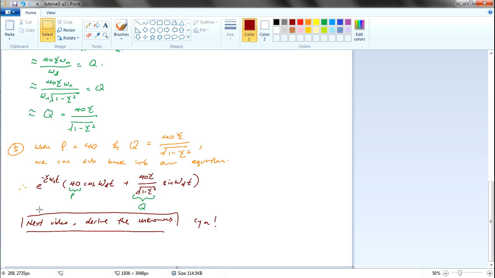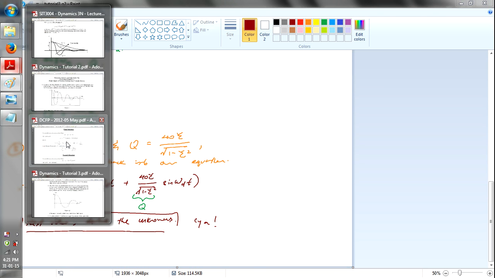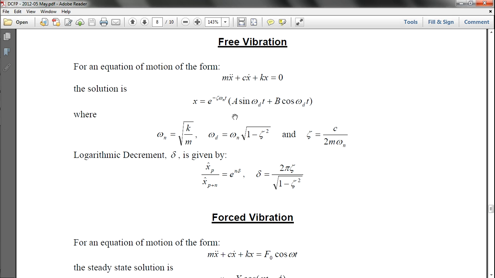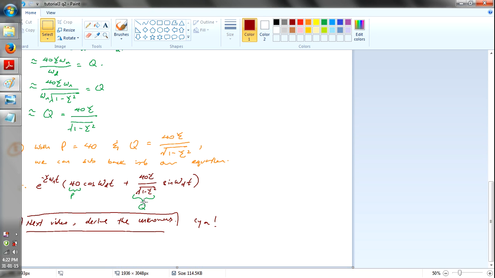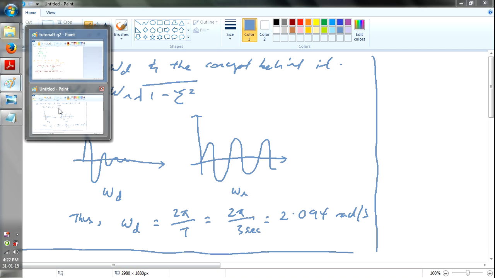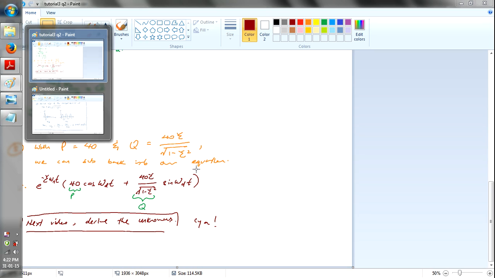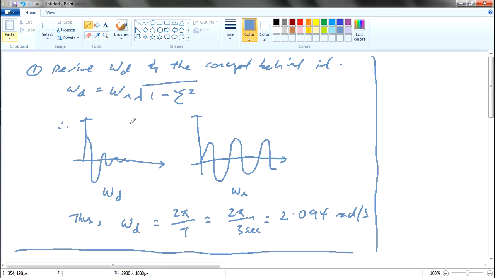Previously, we stopped at defining our P and Q. This is our so-called equation that derives from this equation, similar to the case 3 equation, I would say. And as promised, this video will derive the unknowns.